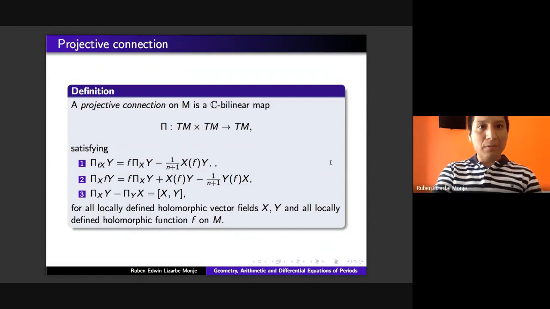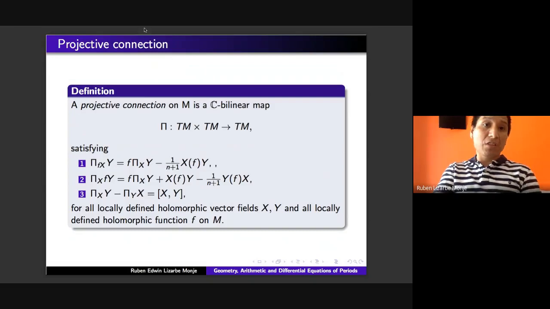Okay. Now there exist projective structures. The first definition is a projective connection. So this is the definition. It's very similar to the affine connection, but it has new terms in the definition.